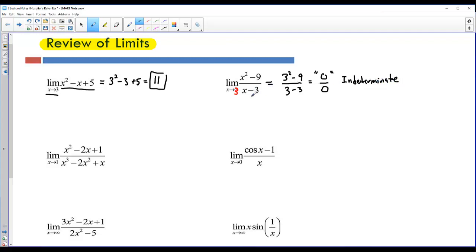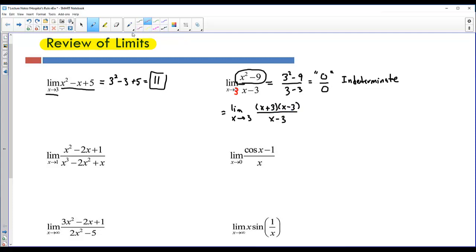So one way to handle this type of problem is we just do a little bit of algebra. We're just going to factor this top here. We're going to factor the numerator. So this will be equal to the limit as x goes to 3 of, and on top you have x plus or minus something, x plus or minus something, and then divided by x minus 3. And of course, to figure out the somethings, you look at the 9, and so you're guessing probably 3 and 3. And there's no middle term, so that's why this is plus and this is minus.